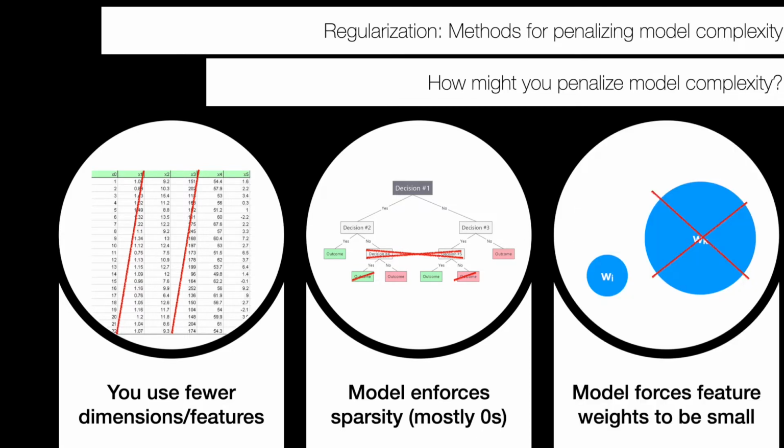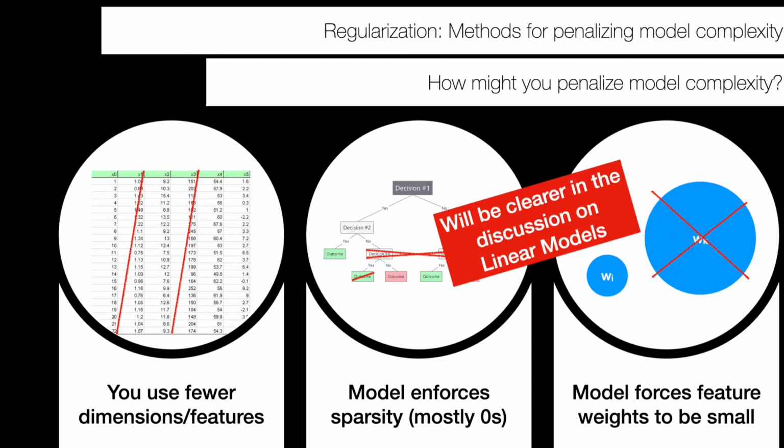And then finally, rather than enforcing sparsity directly, we can also just force feature weights to be smaller, so that we somehow incentivize the model to make sure that the weights, or the contributions of specific features, are at least relatively the same size. We don't end up with very large feature weights here. And we'll see clearer examples of these last 2 pieces, about model sparsity and small feature weights, when we talk more about linear models. This will become a bit clearer.